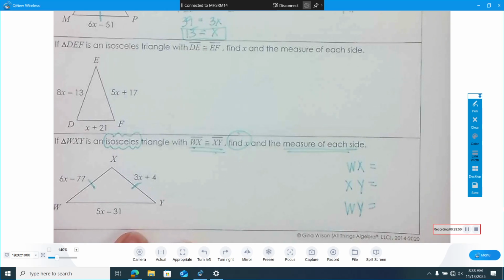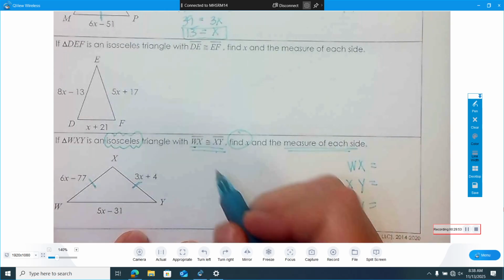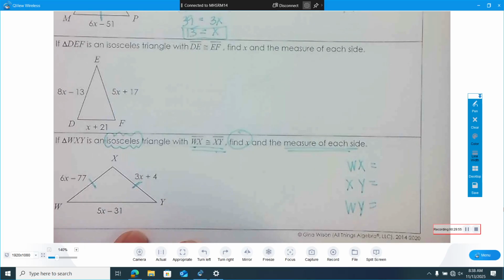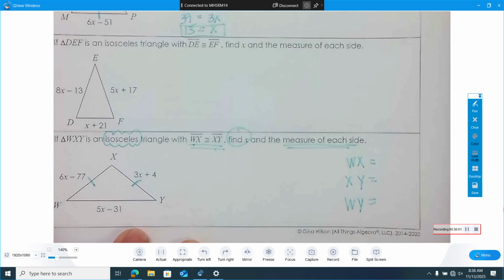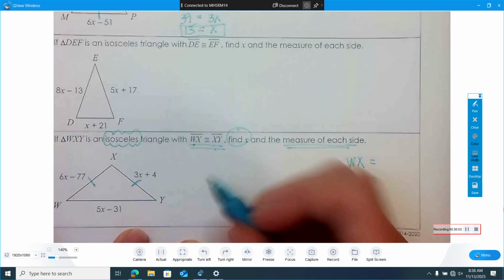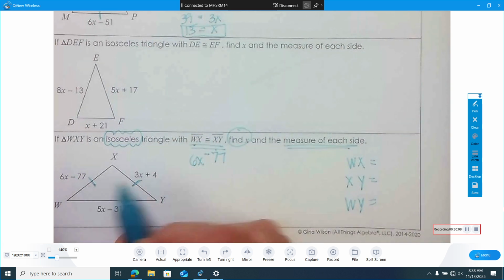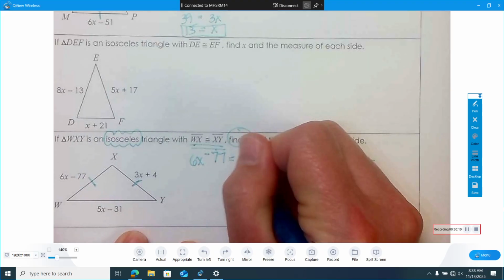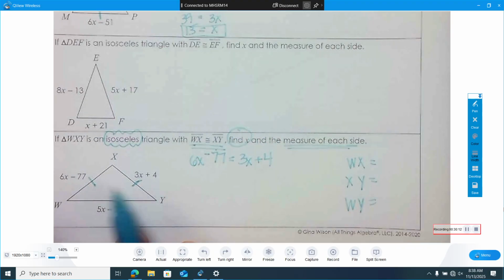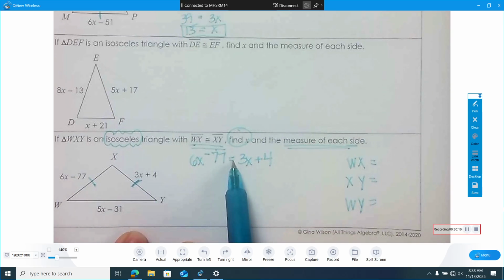All right, how do we find x? I would solve for the 5x minus 31, since we know that one's going to be a different number. We will need to do that. How do we find x? Yes. 6x minus 77 has to be equal to 3x plus 4 because those are our congruent sides. Those are the things marked congruent, so those are the things we can set equal.